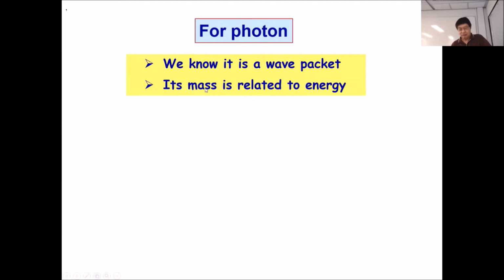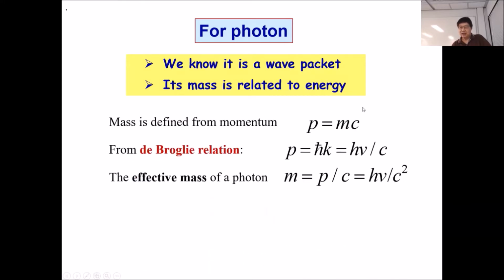Or we can say the mass of this photon can be demonstrated as related to energy. Now, how do we see that? It's really simple. A three-line argument. It does not take a lot of mathematics. First, we know mass is defined from the momentum, as I told you earlier. The momentum equals mass times the speed. For the photon, the speed is the speed of light, c. So for the photon, p equals mc.